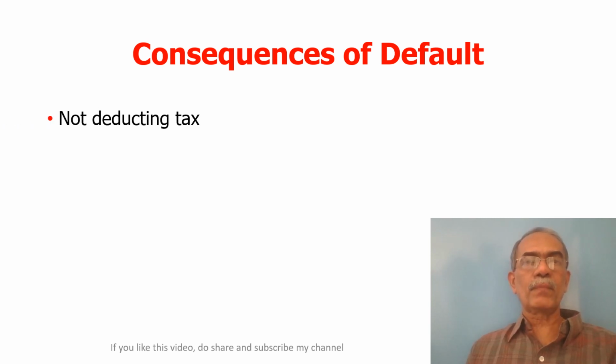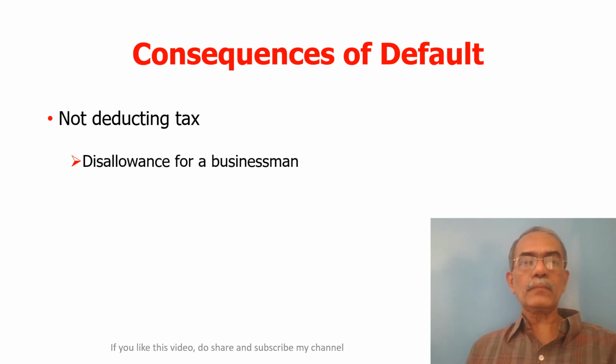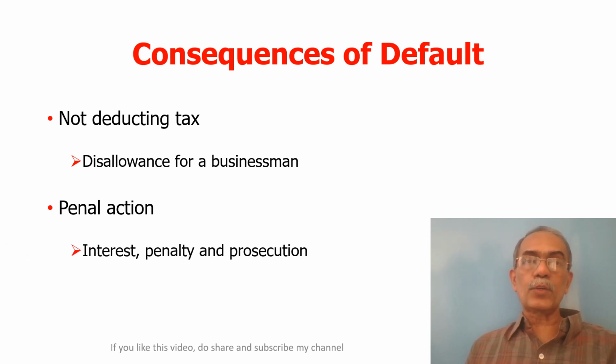Now, what happens if there is any default on the part of the deductor? What are the consequences of any default? The default could be either not deducting the tax at all. In that case, if the deductor is a businessman, for him, the relevant expenditure would get disallowed in the computation of his income. And for others, including the businessman and all others, the consequences could be penal in nature, like there could be interest levied and penalty levied and also prosecution launched by the government.